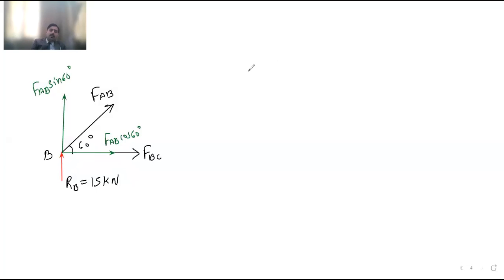Now if I simply apply summation Fy equal to 0, what do I get? Plus 15, moving upward reaction, and plus FAB sine 60, equal to 0. So if you solve that, what is the value of FAB?